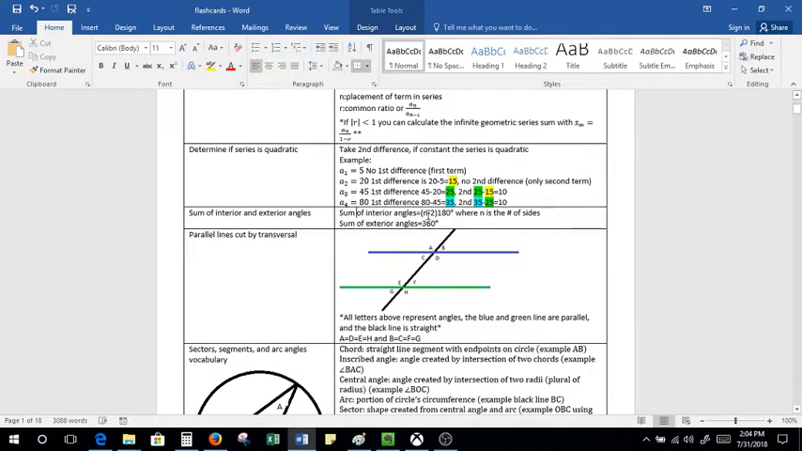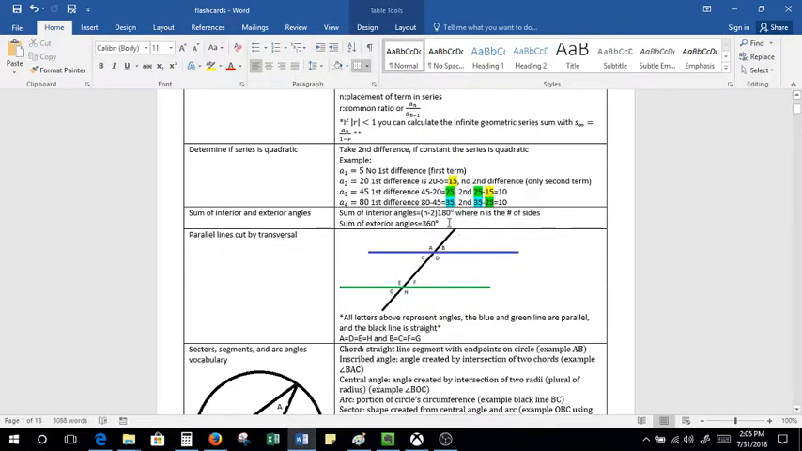So for the sum of interior angles, we have a formula which is (n minus 2) times 180 degrees, where n is the number of sides. So triangle, 3 sides, 3 minus 2 is 1. 1 times 180 is 180, and we know that a triangle is 180 degrees, so that checks out.